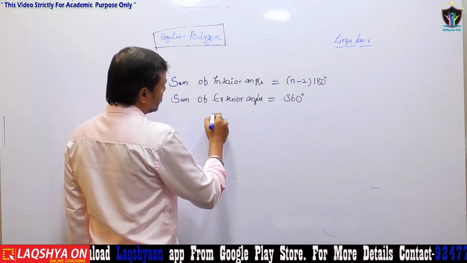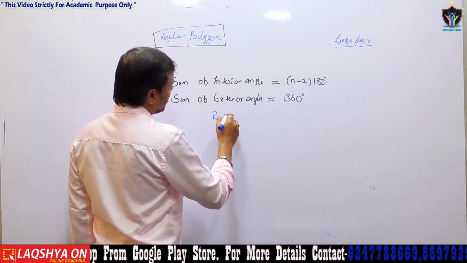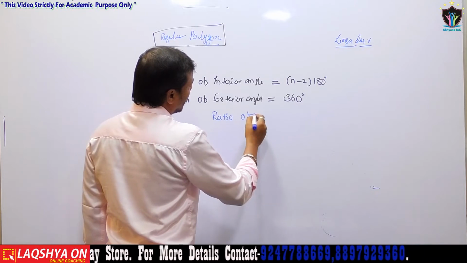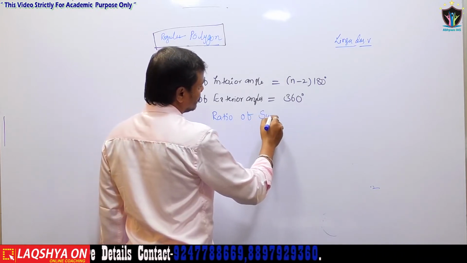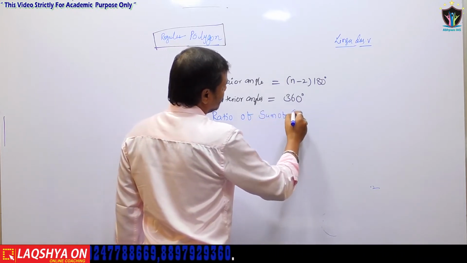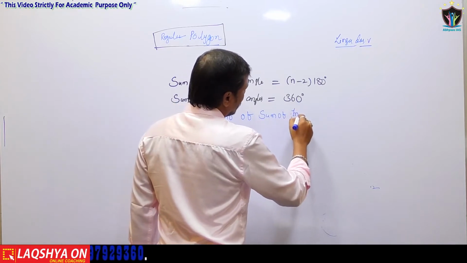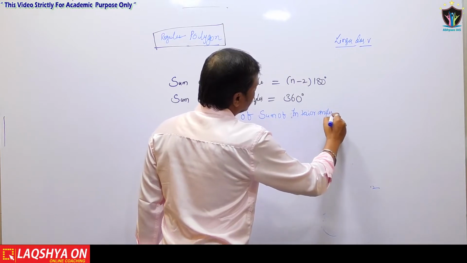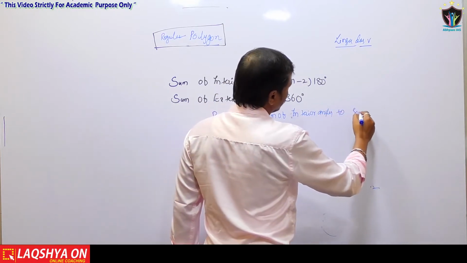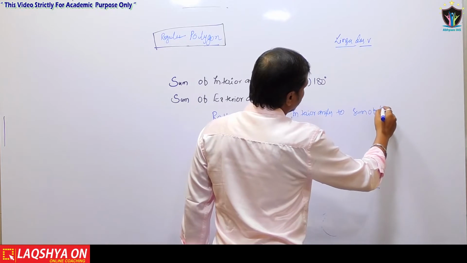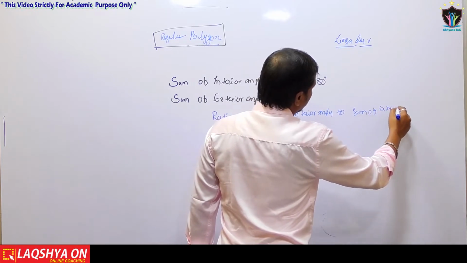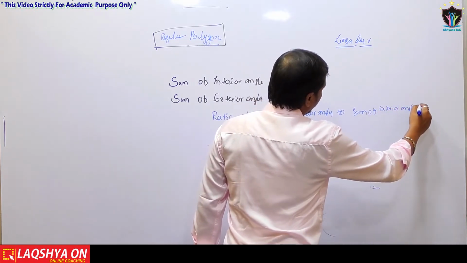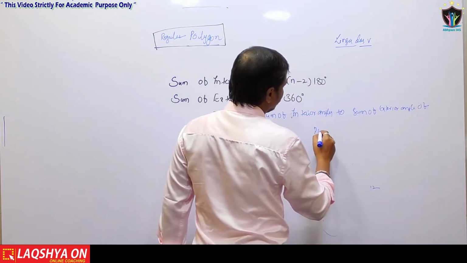In some questions, they mention the ratio of the sum of interior angles to the sum of exterior angles of a polygon.